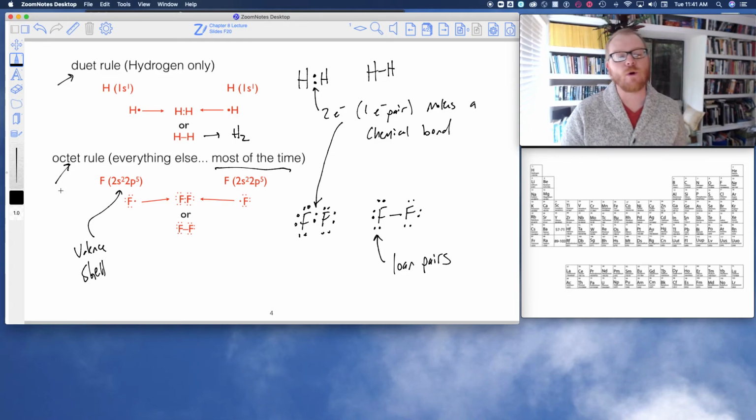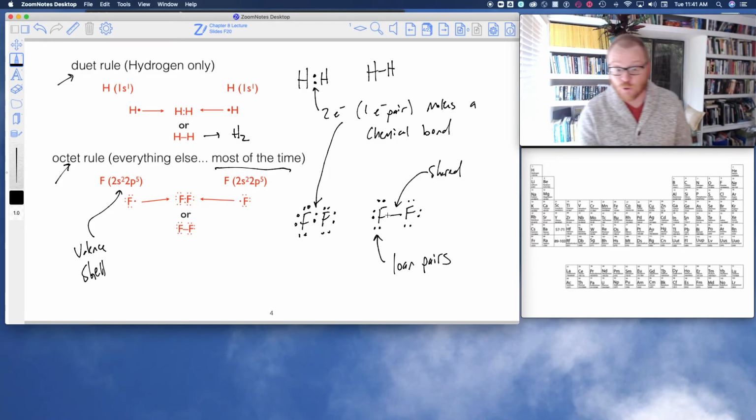So what the octet rule is really getting at is that each atom in our new molecule should have 8 electrons surrounding it. Let's check that out. If I pick on this fluorine atom right here, it has 2, 4, 6, and then the 2 in the bond make it 8. So this fluorine is surrounded by 8 electrons. What about this fluorine? It has 2, 4, 6, and also 8 because these electrons are being shared.